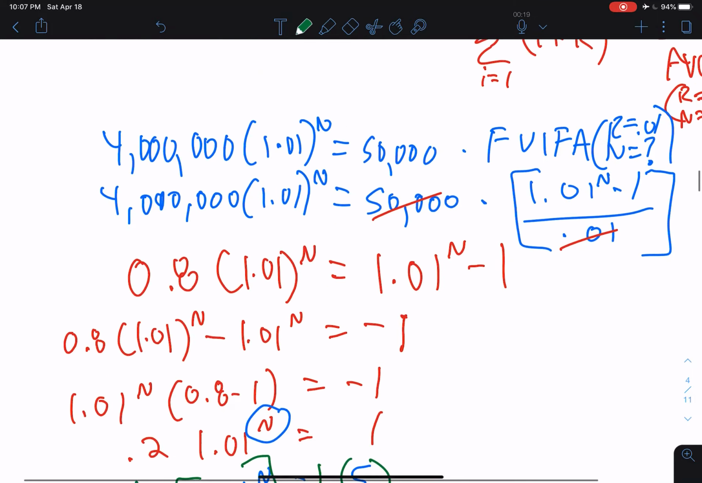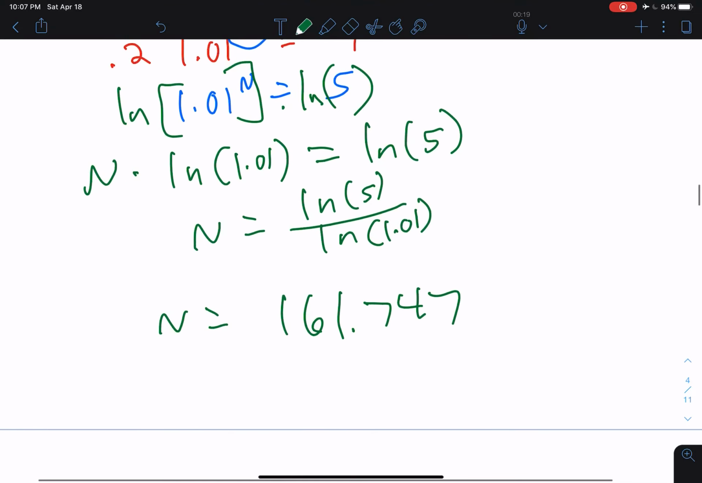I just wanted to show you this different way of doing it. And, of course, it's a matter of interpretation. Once again, the 161st time that we withdraw 50,000, the check will go through, but it will not go through on our 162nd attempt. So the answer to the question is date 162.